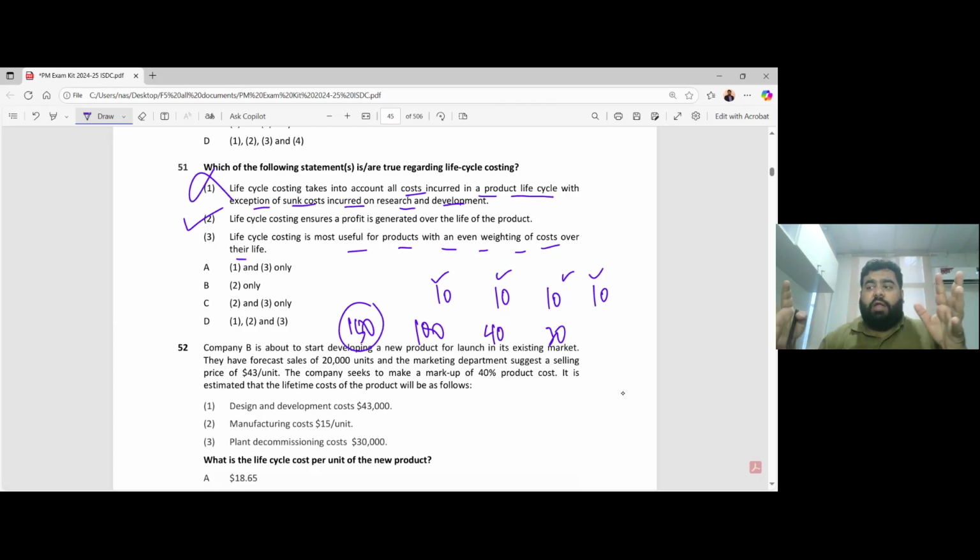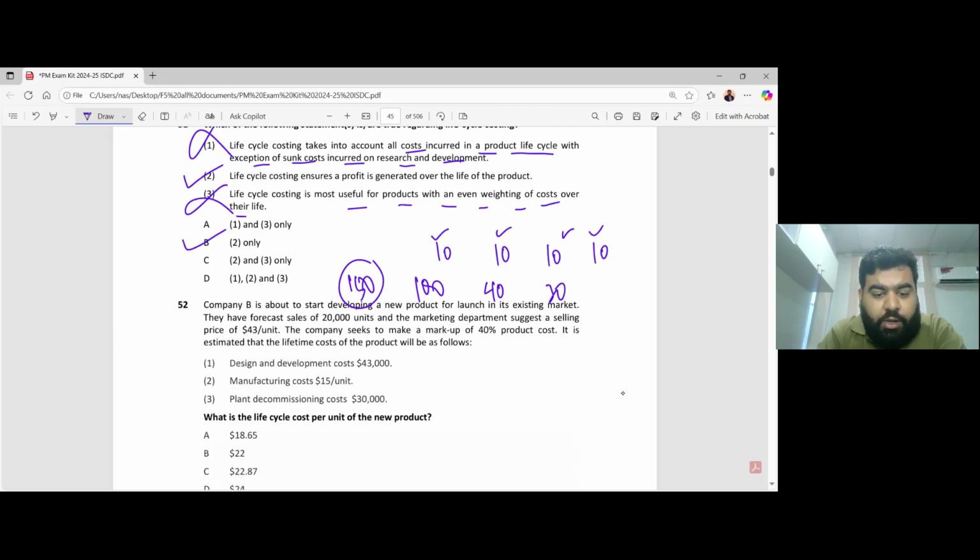Weightings mean weightage: at start more cost, and then less. So life cycle costing appears for that type of product in which the costs are very much higher at the start, and over time get lower. So life cycle costing says calculate the average cost. If it's already even, like 10, 10, 10, almost the same cost over the life, then no need of life cycle costing, because you already have even weightings, right? So it is also wrong. So 2 only is the answer.